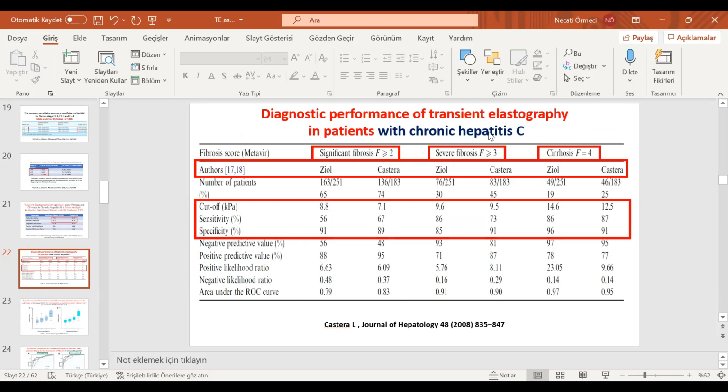How about chronic hepatitis C? There are two elegant studies by Dr. Zaigham and Dr. Castera. If you look at F2 fibrosis, the cutoff value for Dr. Zaigham is 8.8, Castera 7.1, but for severe fibrosis F3, 9.6 and 9.5 respectively, and for cirrhosis, F4 fibrosis, the cutoff values are 14.6 and 12.5 respectively.